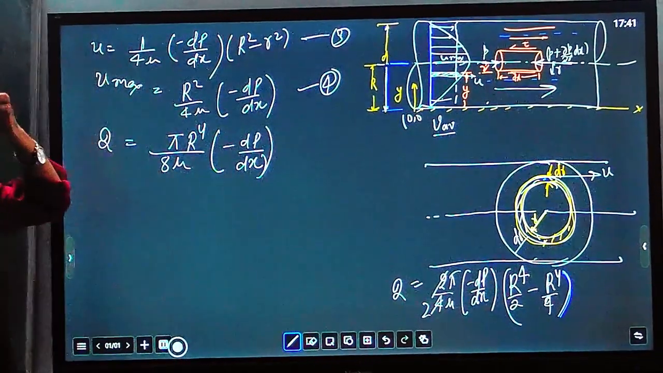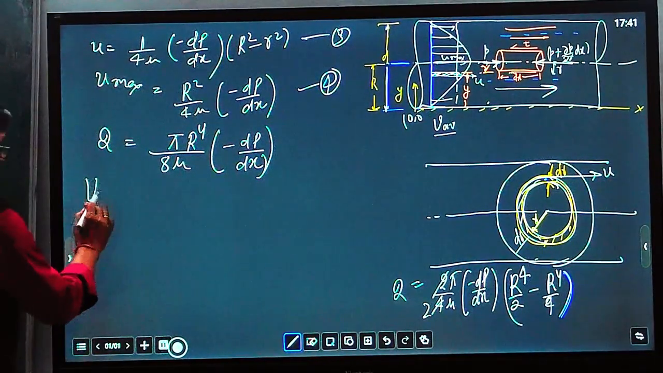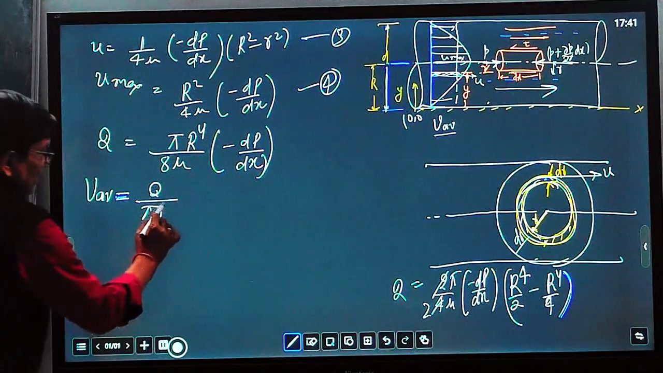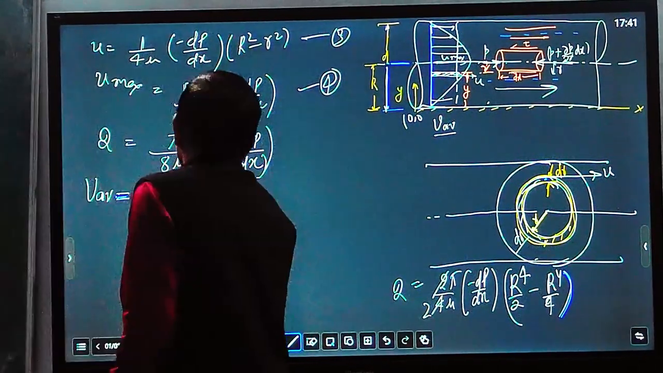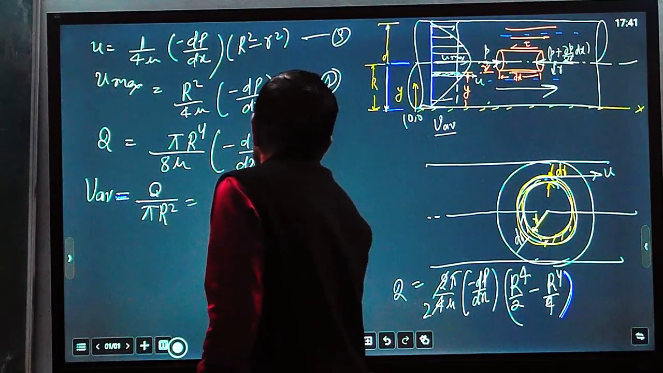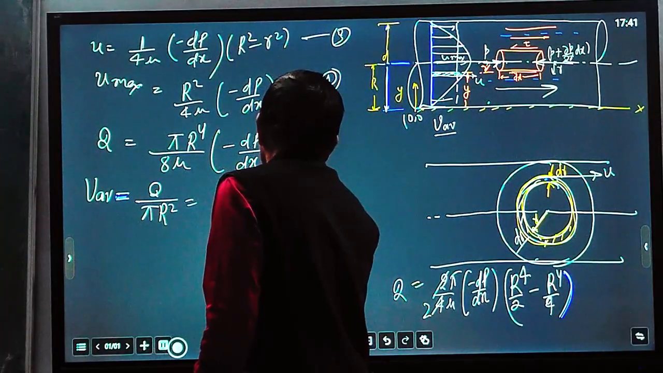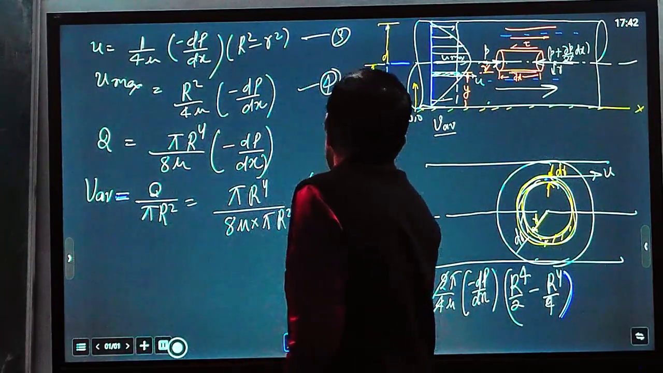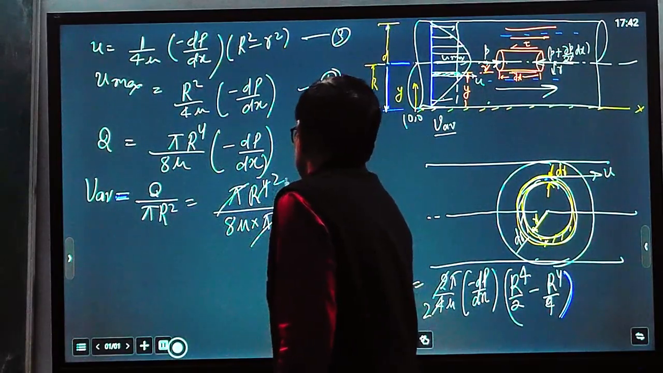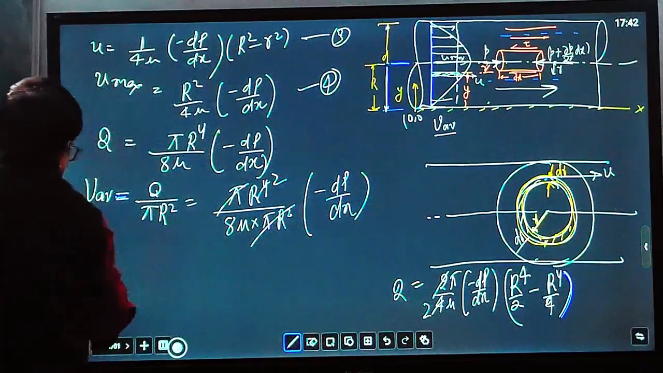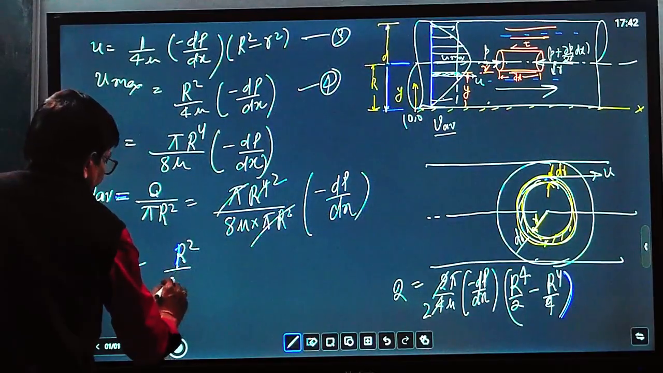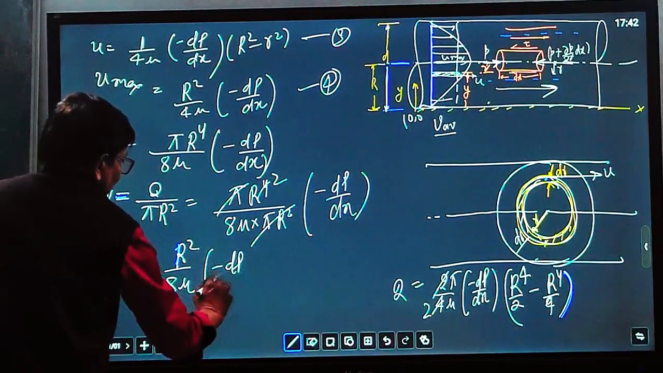We have to find out average velocity. So V average equals Q upon cross sectional area pi R square. This is the cross sectional area. Dividing this equation by pi R square, pi R to power 4 upon 8 mu, by pi R square, minus dp over dx, pi R square will be eliminated. So V average is equal to R square upon 8 mu minus dp over dx.